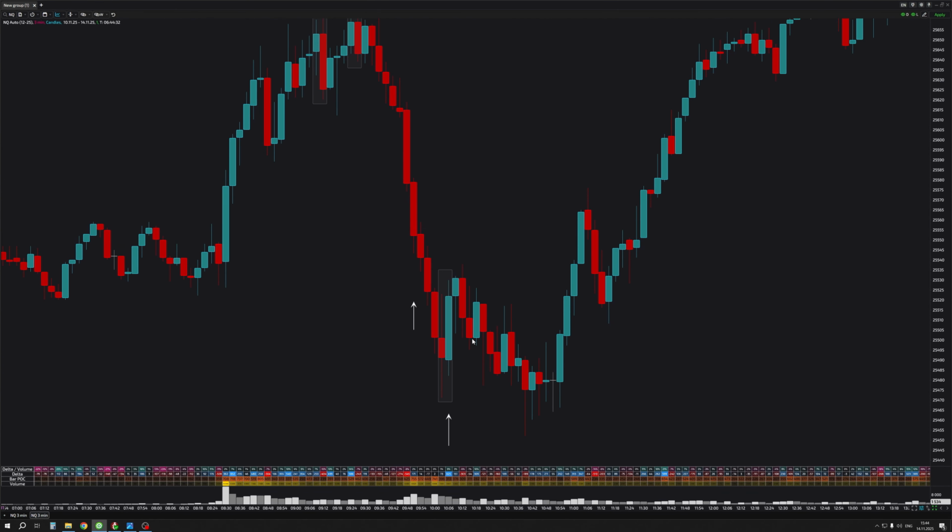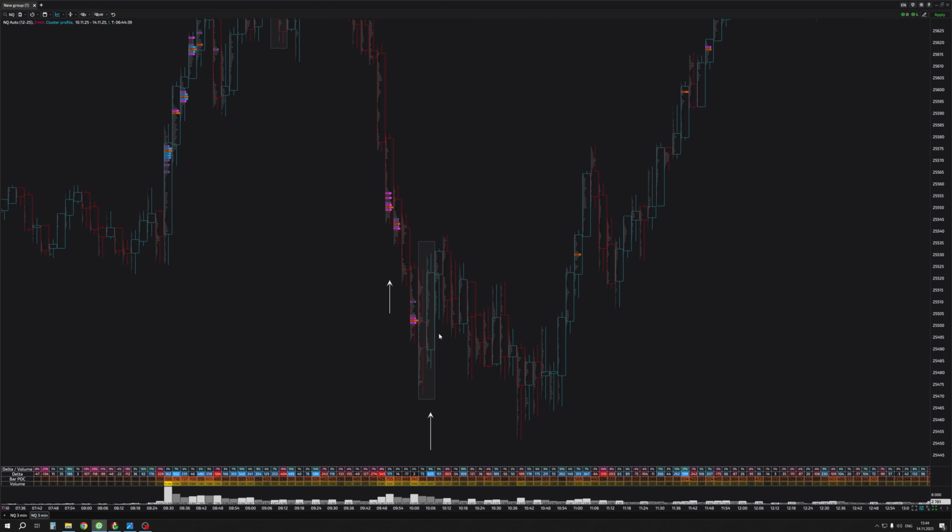Next example, an order block forms. Looking at volume, there is nothing notable here.